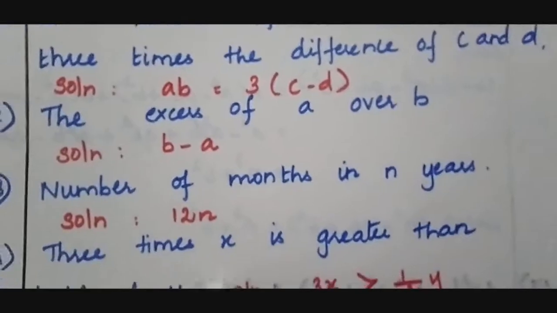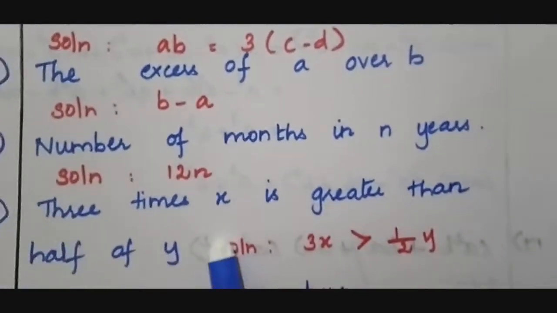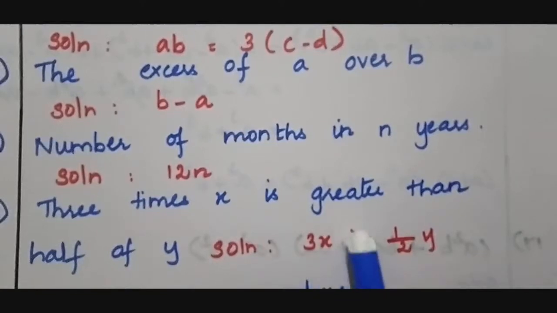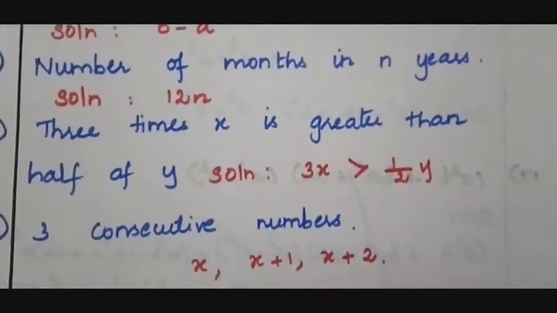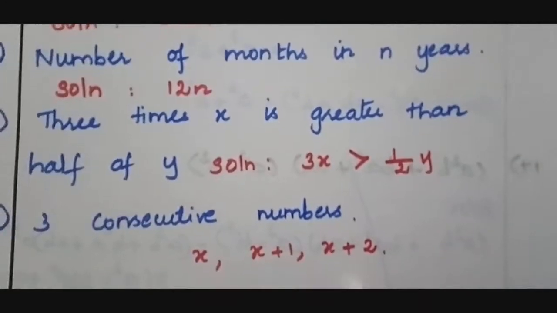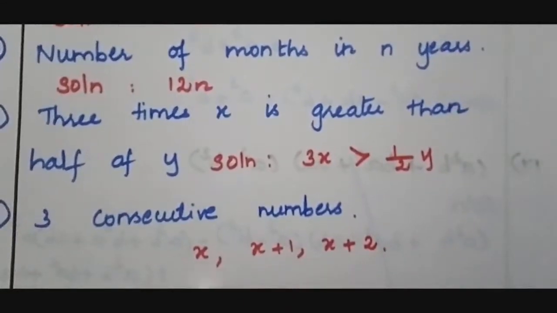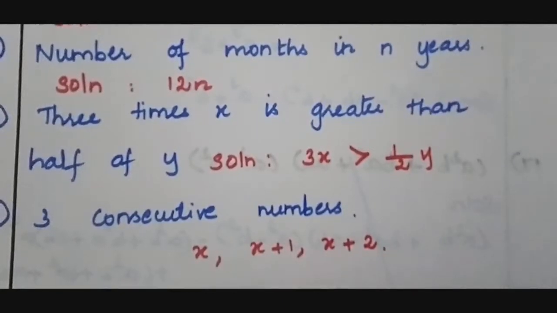3 times x is greater than half of y. 3 times of x is 3x, which is greater than half of y. Last question, 3 consecutive numbers, x, x plus 1, x plus 2. Let the first number be x, then the consecutive numbers are x plus 1, x plus 2.